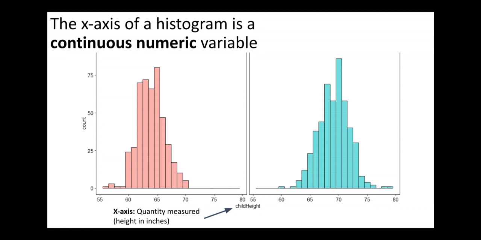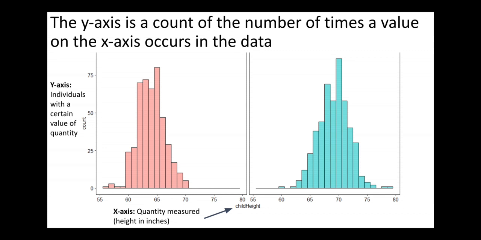So how do we understand a histogram? The x-axis of a histogram is a continuous numeric variable. So this is the height that Francis Galton was measuring with his ruler. And the y-axis is a count of the number of individuals that had each one of the values along the x-axis. So the x-axis is the actual measurements that were being made, and the y-axis is a count or a tally of the number of individuals that had those measurements.